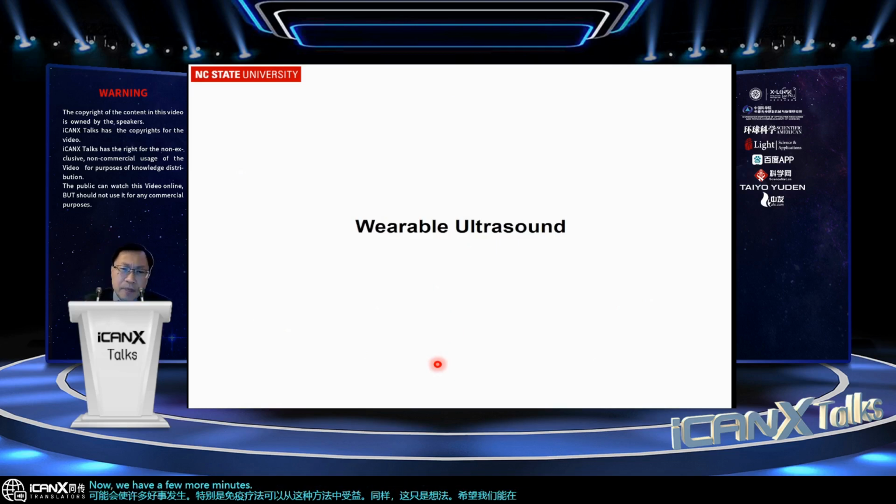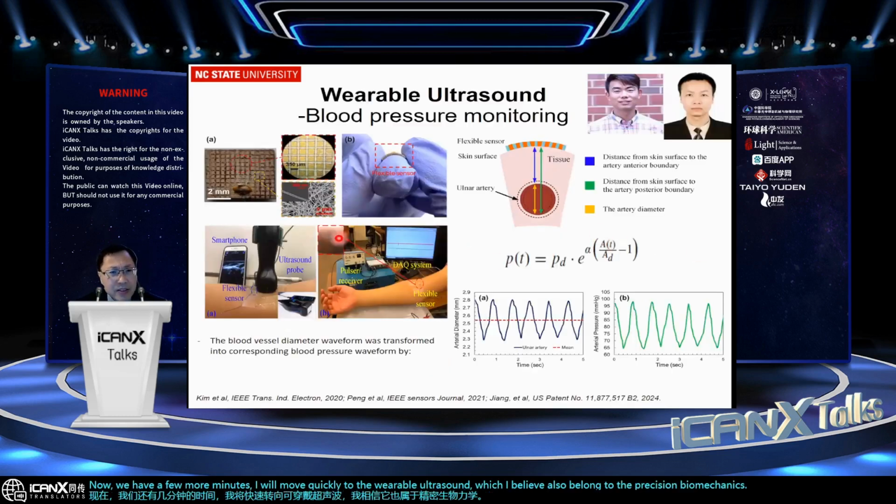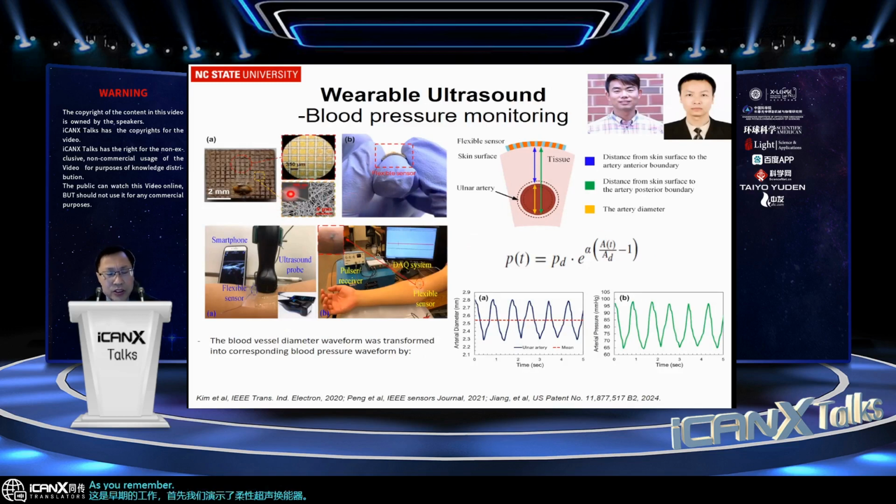Now, we have a few more minutes, so I will move quickly to wearable ultrasound, which I believe also belongs to precision biomedical ultrasound. This is the work where we first demonstrated a flexible ultrasound transducer. Most ultrasound transducers use rigid piezo material, either ceramic or single crystal, single phase or composite, but composite is rigid. You can argue that a composite can use a flexible polymer or resin filler to make it relatively flexible. That's okay, but the electrode was the issue.